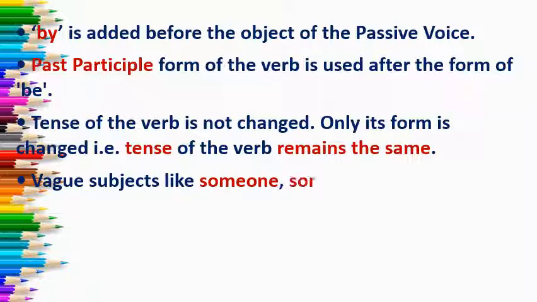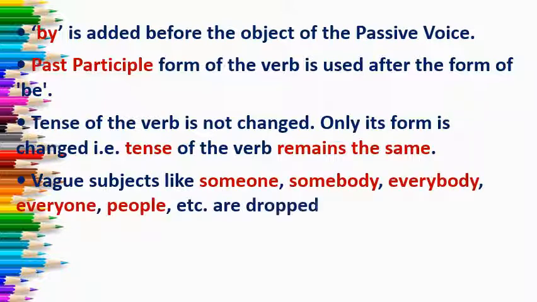Vague subjects like someone, somebody, everybody, everyone, or people, etc., are dropped in passive voice or passive form. Means if we get someone, somebody, everybody, these kinds of vague subjects in active voice, then when we convert it into passive voice, these subjects will be omitted because it is understood.